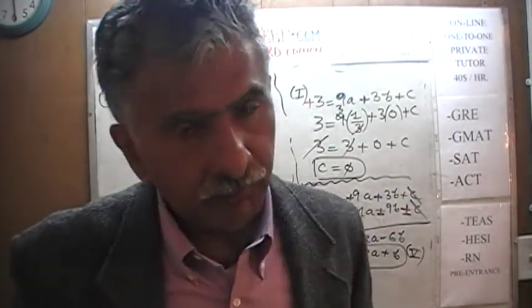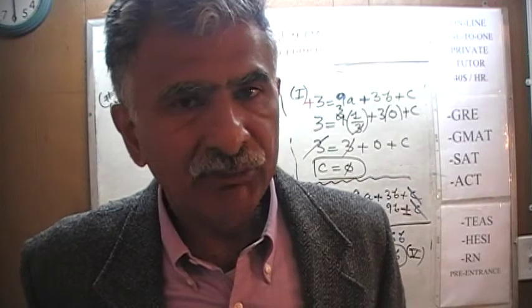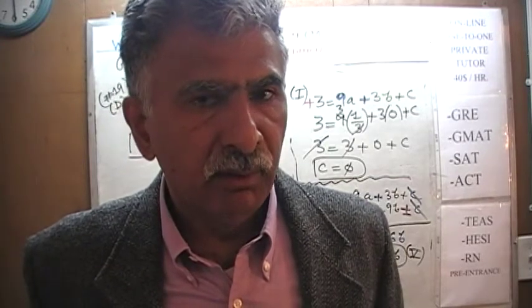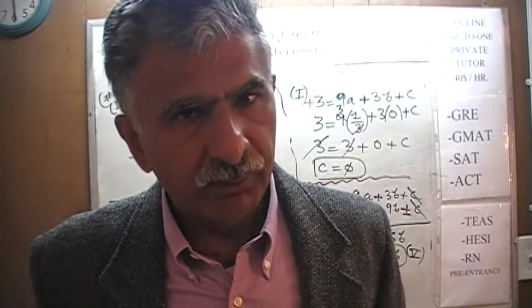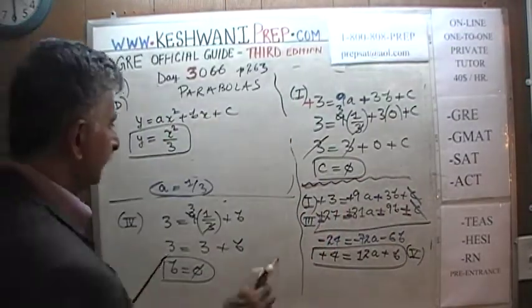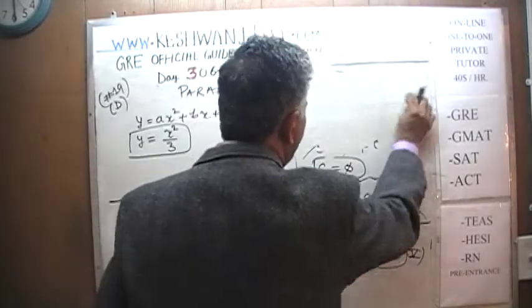Let's plot it, shall we? Let's plot it and see how this parabola differs from the simplest of parabolas, which is y equals x squared. Let's do it here. We're going to erase all of this. We don't need any of this. Let's just quickly plot it.